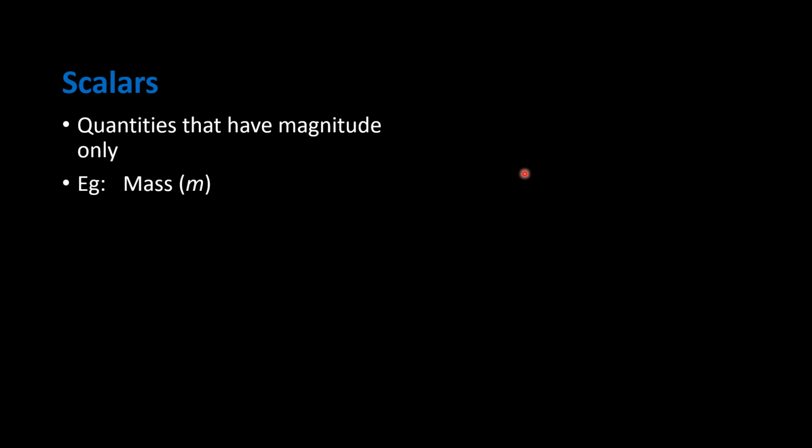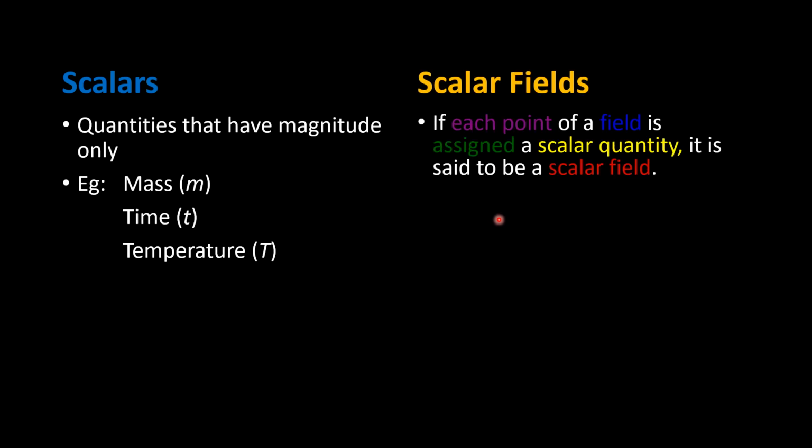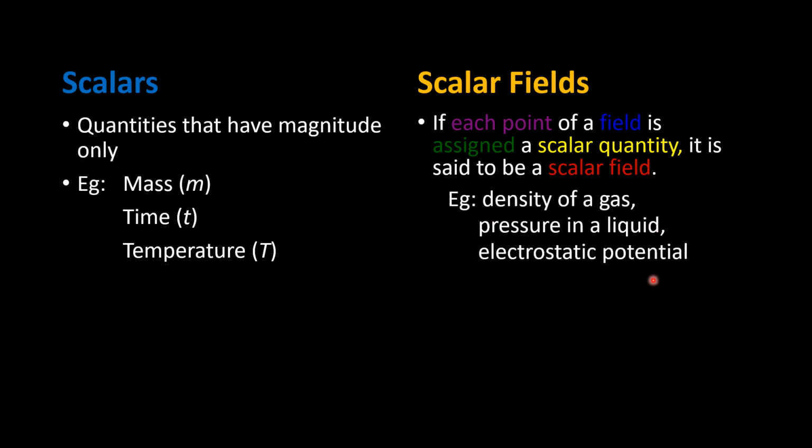So let's start with the scalars. Scalars can be defined as quantities having magnitude only. Some examples for scalars are mass, time, and temperature. If you can assign a scalar value to every point in space, then we call that a scalar field. Examples for scalar fields could be density of a gas, pressure in a liquid, or electrostatic potential.